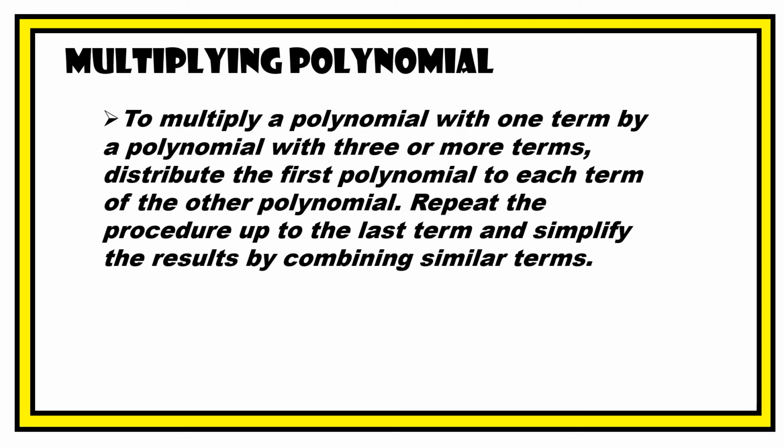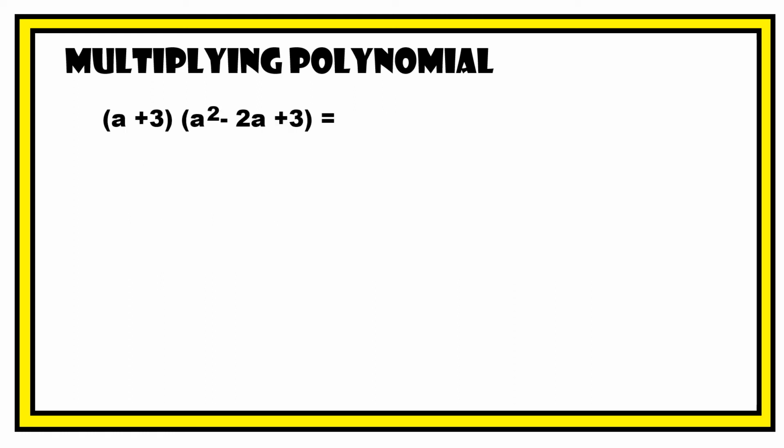Next, to multiply a polynomial with one term by a polynomial with 3 or more terms, distribute the first polynomial to each term of the other polynomial. Repeat the procedure up to the last term and simplify the results by combining similar terms. Example, a plus 3 times a squared minus 2a plus 3.